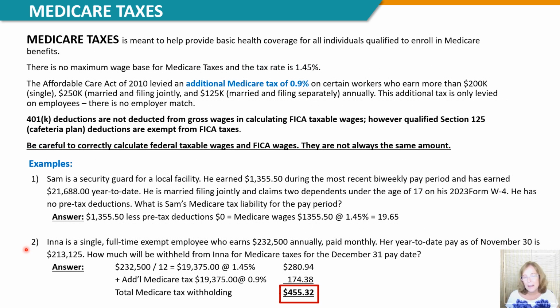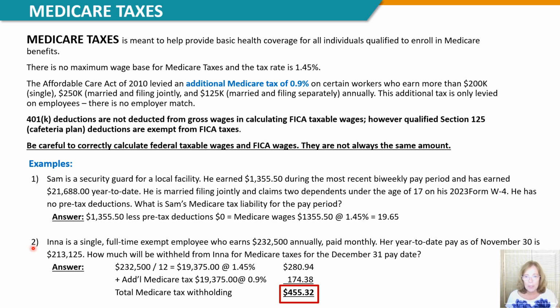In the second example, Ina is a single full-time exempt employee who earns $232,500 annually, paid monthly. Her year-to-date pay as of November 30th is $213,125. How much will be withheld from Ina for Medicare taxes for the December 31st pay date? This is an example where an employee is subject to the additional 0.9% Medicare tax withholding.